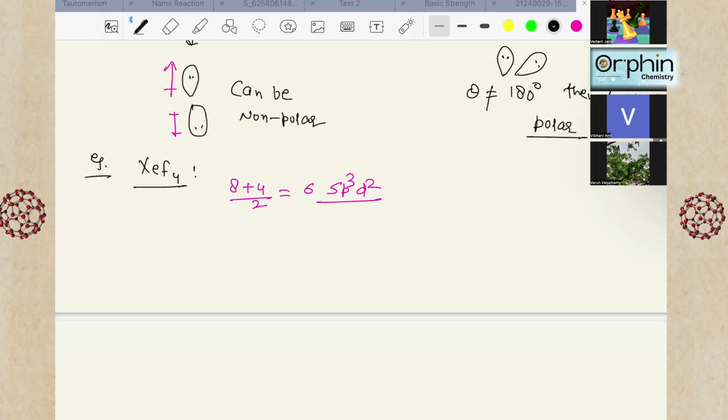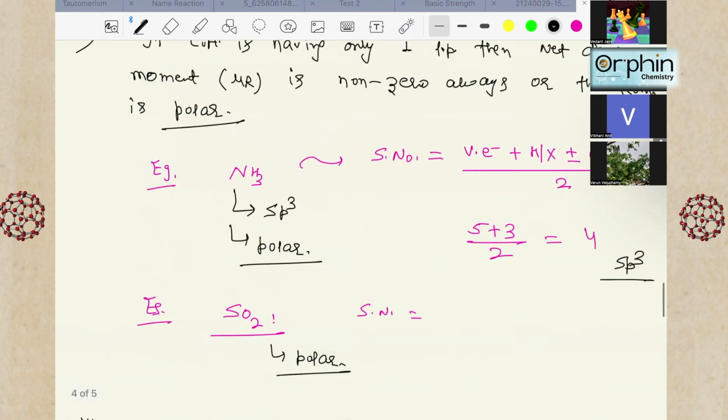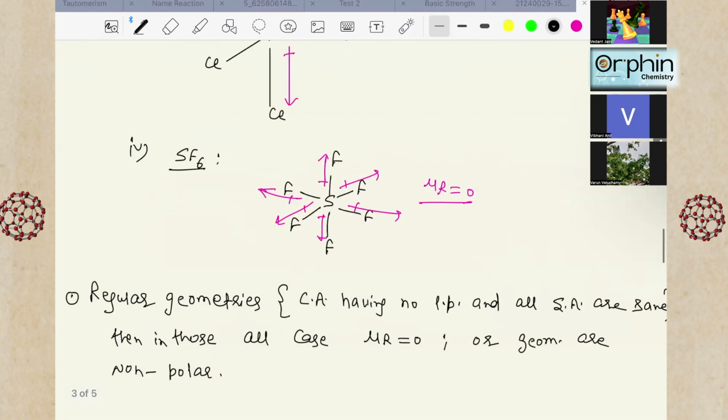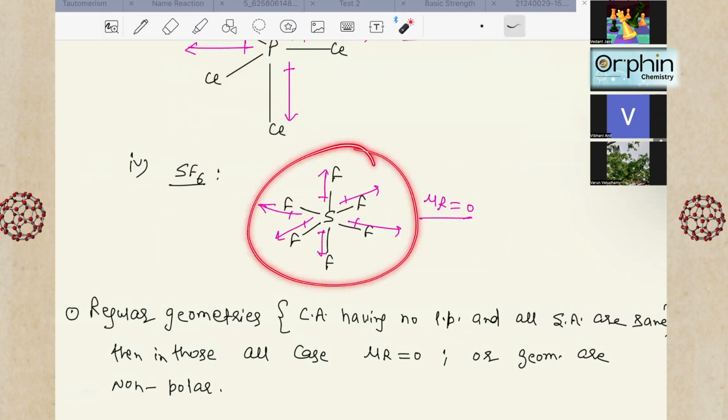So the sum should be 6, but there are only 4 side atoms. So there are 2 lone pairs. So xenon will be the central atom, and there are 2 lone pairs. And if you see, this geometry is square bipyramidal. If you remember, everyone, this geometry is square bipyramidal, which is this.